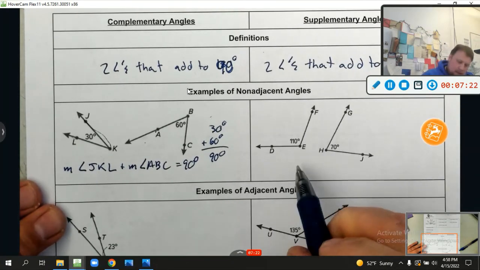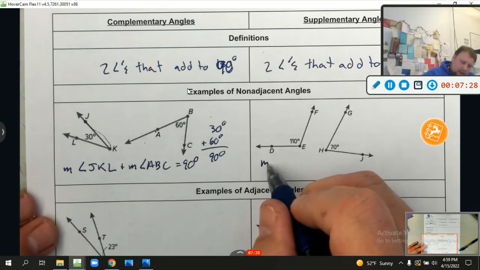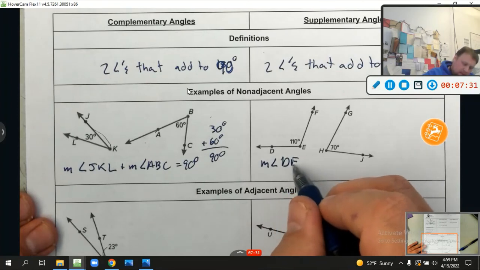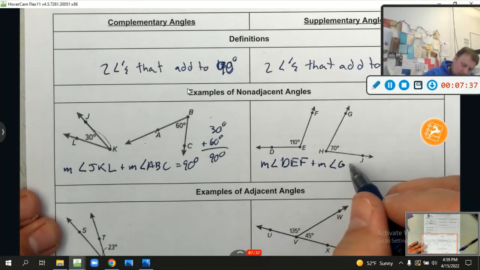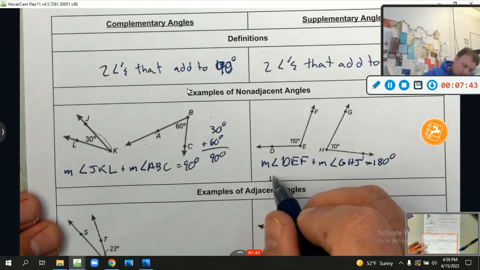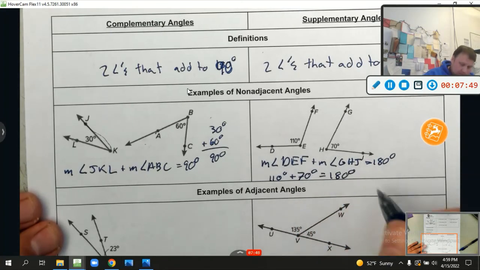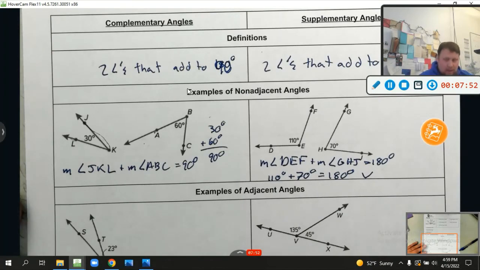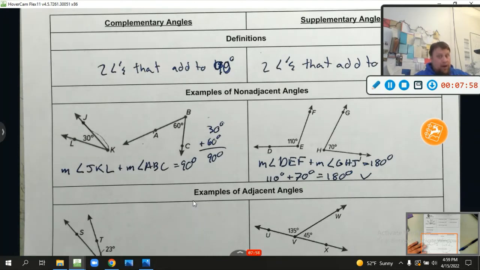All right, let's look over here again at another example of non-adjacent angles. What can I say? I can say that the measure of angle DEF plus the measure of angle GHJ equals 180 degrees. How do I know that? Because 110 degrees plus 70 degrees equals 180 degrees. Boom. So those are non-adjacent examples. Complementary angles don't have to be adjacent, neither do supplementary. Linear pairs have to be; linear pairs are supplementary, but they have to be adjacent. That's what we talked about in the last lesson.